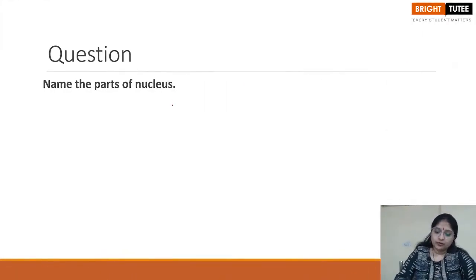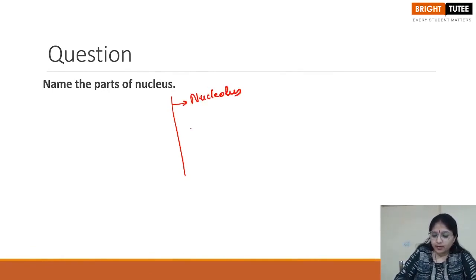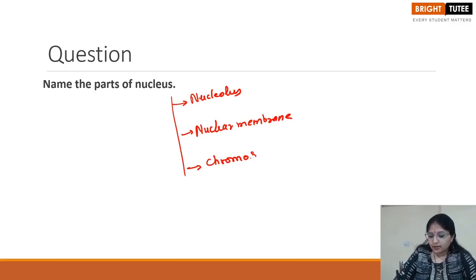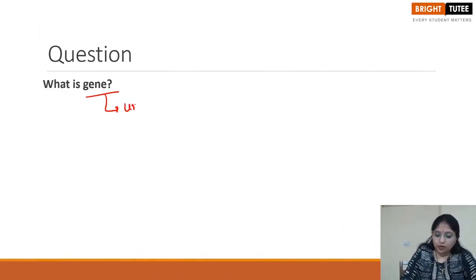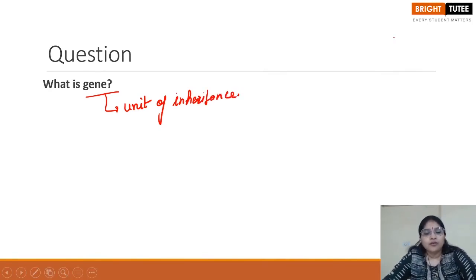Name the parts of the nucleus. So there are three basic parts of the nucleus. First is the nucleolus, then nuclear membrane, and chromosome. So these are the three basic parts of the nucleus. What is gene? So gene is the unit of inheritance, right? And it is present in the chromosome, and it contains the information that has to be transferred from the parents to the offspring, thus determining the different characters of the offspring.